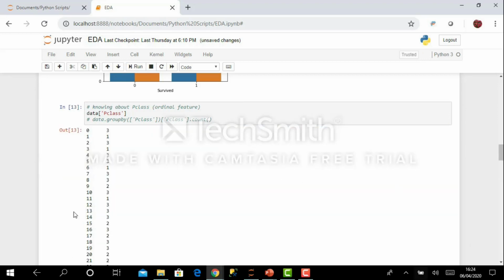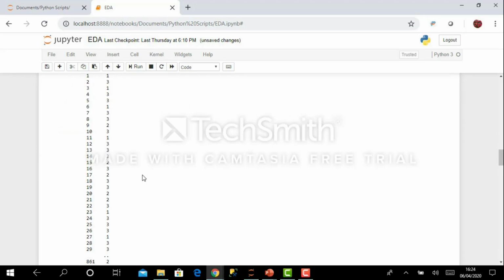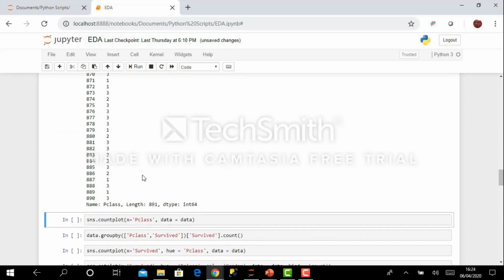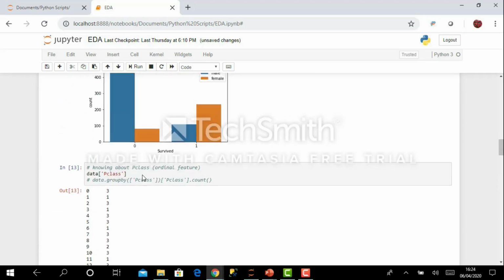You can see the data, it is 1, 2, 3, these are the possible values for the Pclass column. So it's an ordinal feature, meaning it has 3 possible values, and it is the class of the passenger: first class, second class and third class. It is in order, as the number represents the order of the passenger class. That's why it's an ordinal feature.